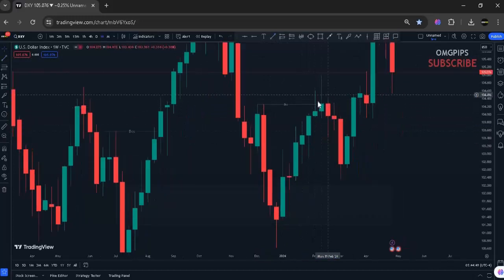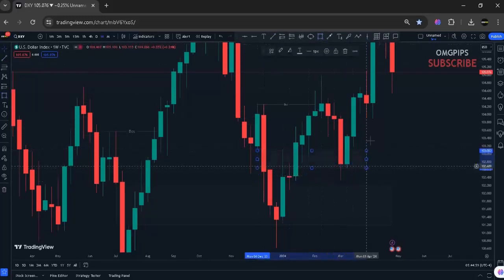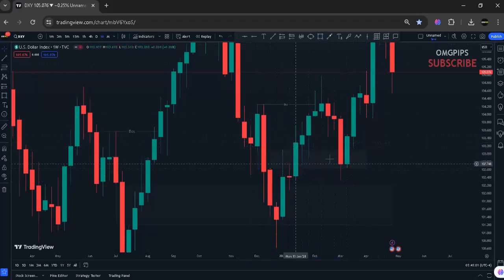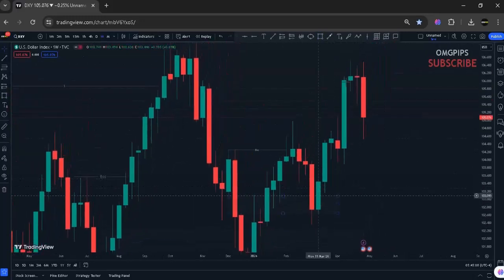Once we had the break of structure right there, price came back down, and we can see clear as day we mitigated this inverse fair value gap and actually came into this order block right there. We mitigated that level, then price shot up again.